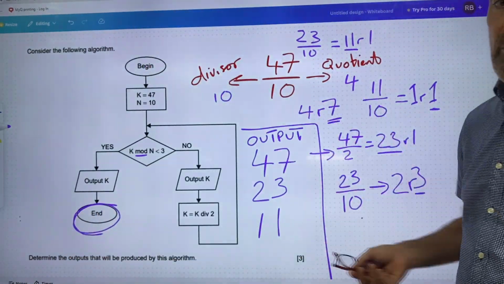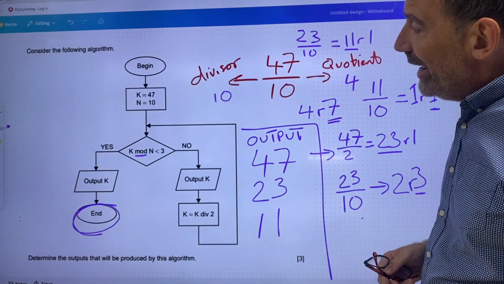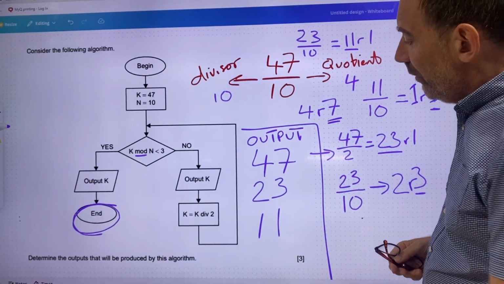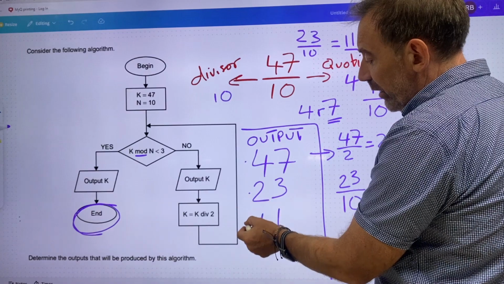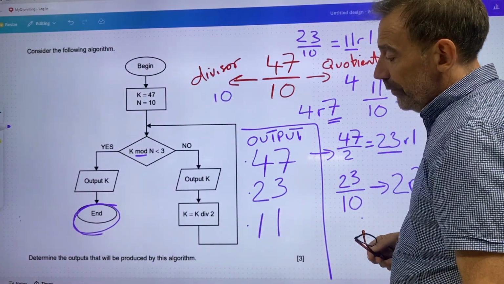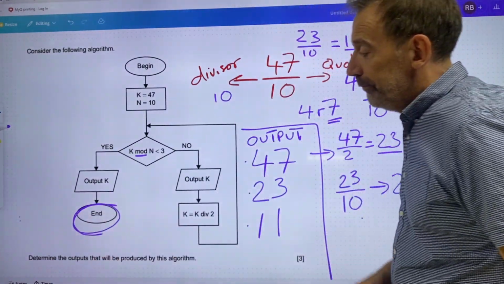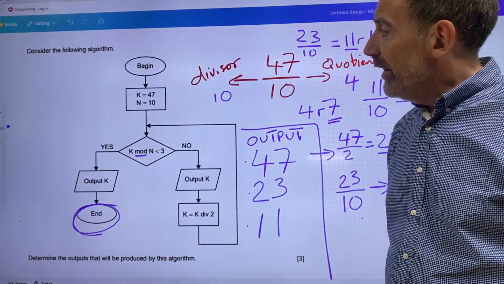Sorry, I forgot where I was at the moment then. But yeah, that would be it. Okay, so we've got 3 numbers, 47, 23, 11, okay? And then we end the program. And that's it for that one, okay?